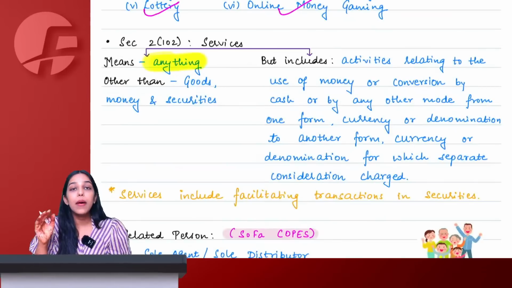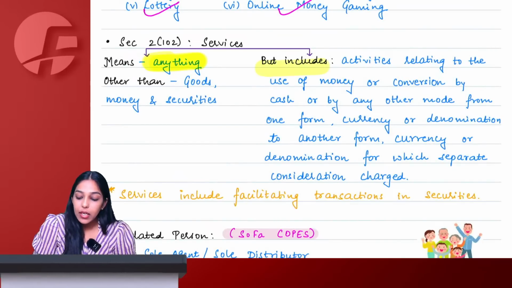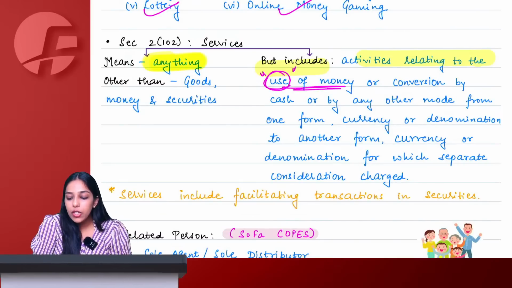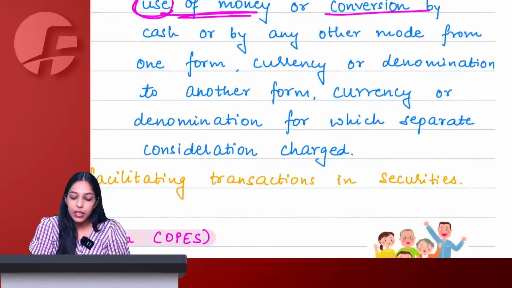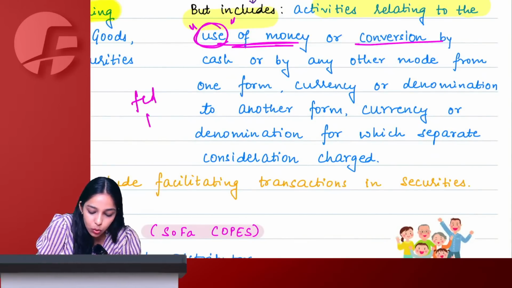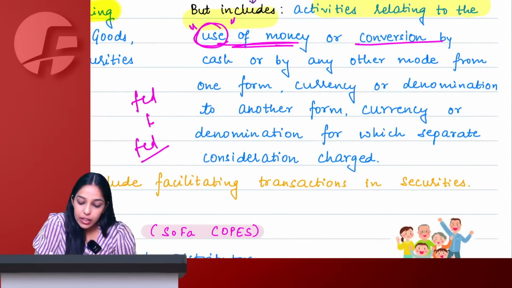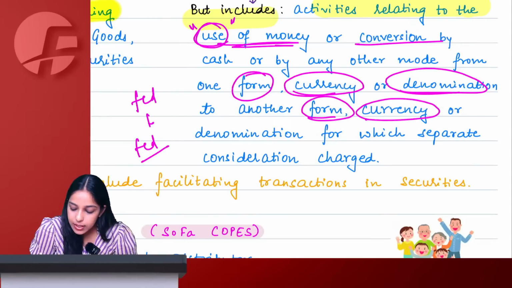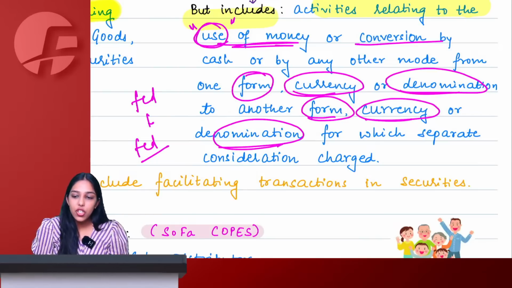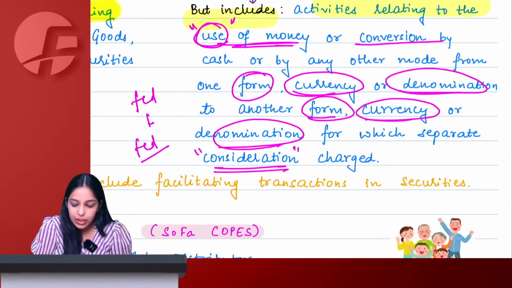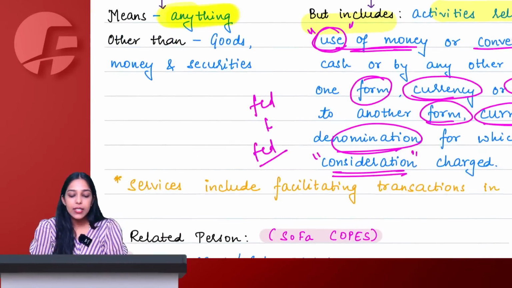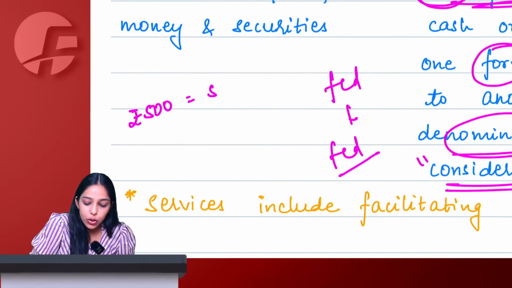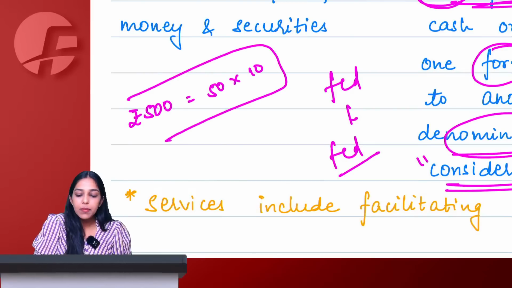What they are saying: money is not services, but activities relating to the use of money, where you are converting cash or any other form of money from one FCD to another FCD. What is FCD? Form, currency, denomination, to another form, currency, denomination, for which you are charging a separate consideration, that is considered as service. Let us say I converted a 500 rupee denomination note into 50 notes of 10 rupees. Will this be considered as a service?